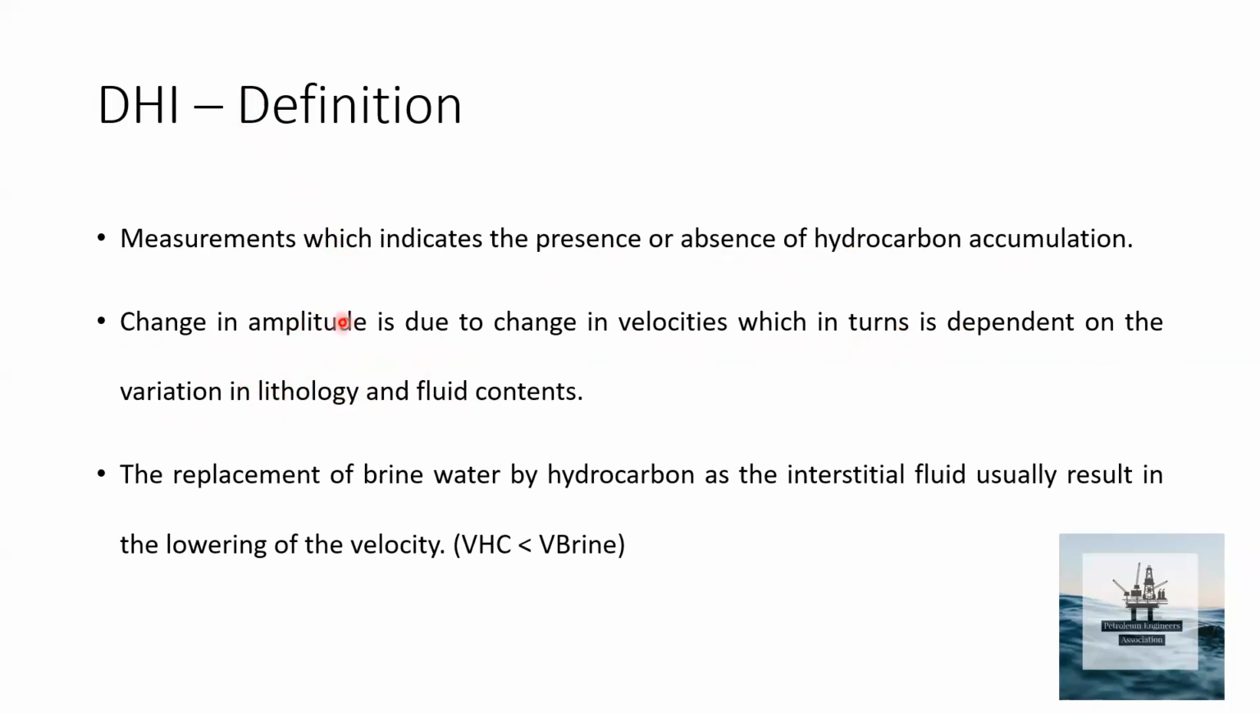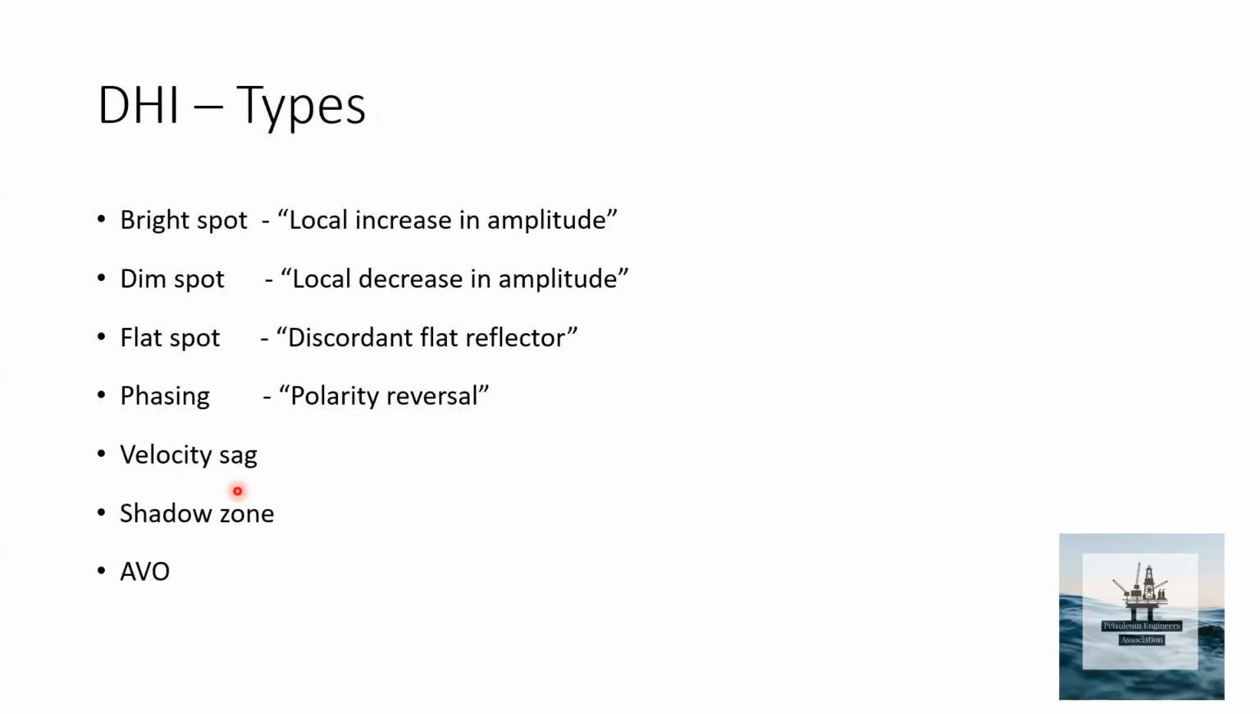So the variation of amplitude results in a direct hydrocarbon indicator, and the variation in amplitude comes originally from the variation in the lithology and fluid content of the rocks. The DHIs are bright spot, dim spot, flat spot, phasing or polarity reversal, velocity sag, shadow zone. Sometimes AVO is considered as a DHI.